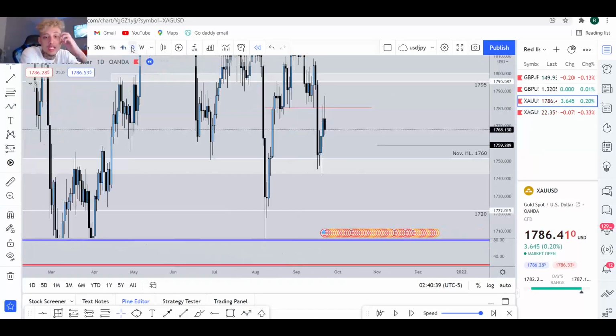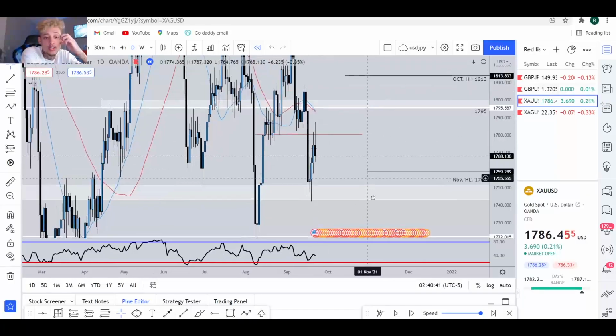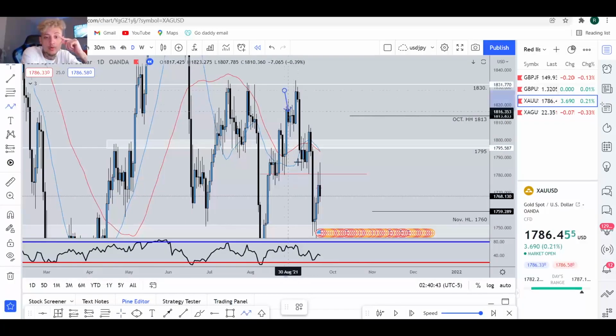But we know that the daily is still bearish. Why is the daily still bearish? It's simple, right? Lower high, lower low, lower high. So what can we expect? Price to do a lower low.